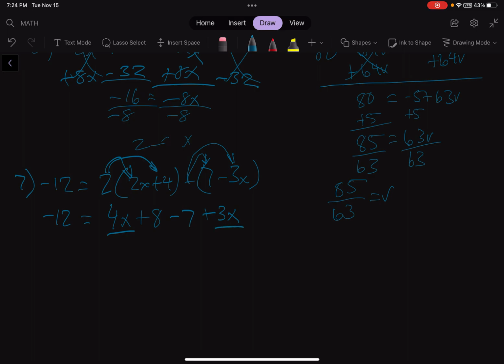Now I have like terms. Negative 12 is equal to 7x, 4x plus 3x is 7x. 8 minus 7 is, no, it's not, it's plus 1. Sorry. Now we're done on that side. Now we're going to start getting x by itself by subtracting 1. That's going to be negative 13 is equal to 7x. I'm going to divide by 7. That is equal to negative 13 over 7, and I know that's the simplest form because 13 and 7 are both prime numbers.